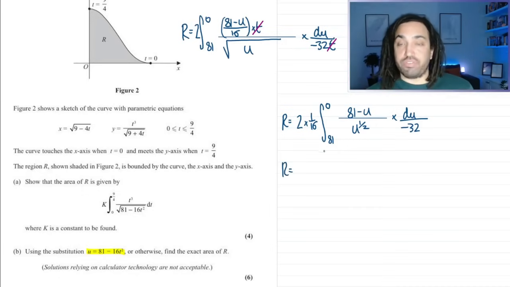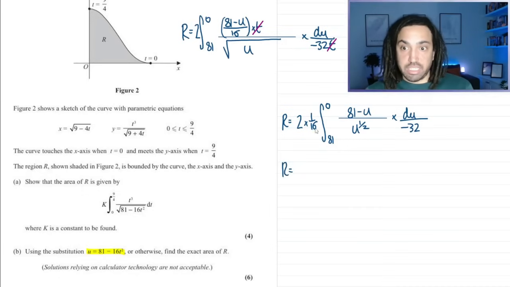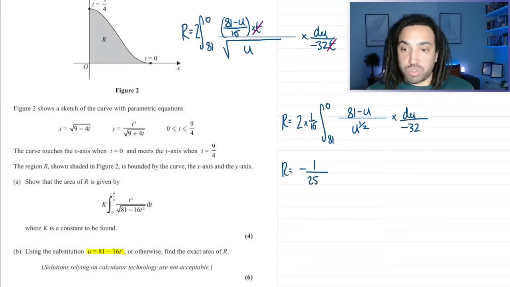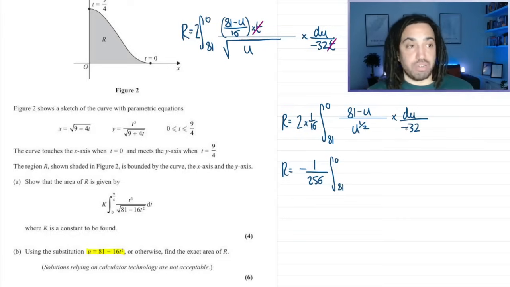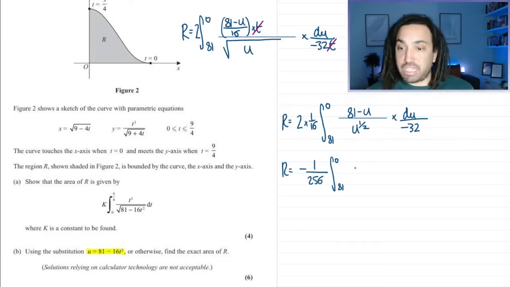So we're going to have 2 times the 16th times by 32nd, which is the same as minus 1 over 256. And that's between 0 and 81. So the minus has come out from here. And then we've got this 81 minus u over u to the power of a half du.